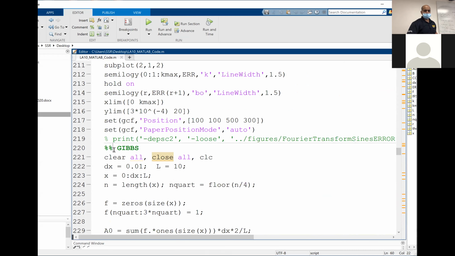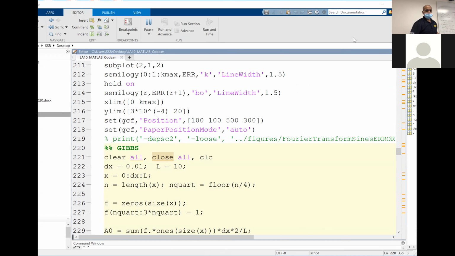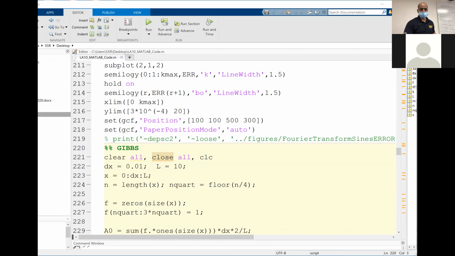So I want you to highlight the Gibbs and run that section. And now you will see what happens with the Fourier series. What I have is a rectangular wave, or a square wave. So there are two figures. This is a rectangular wave, and this is very commonly observed everywhere.